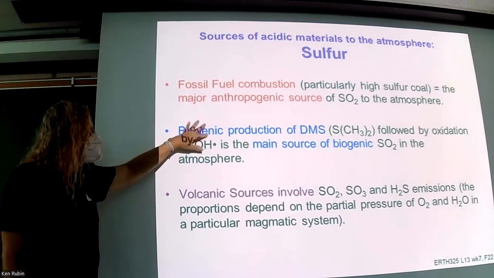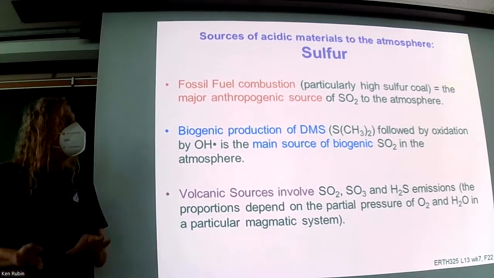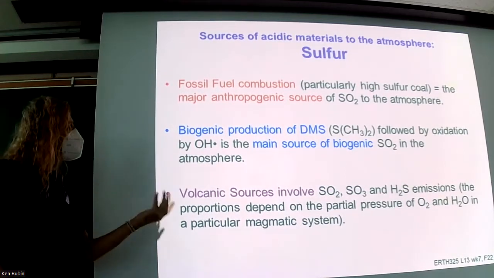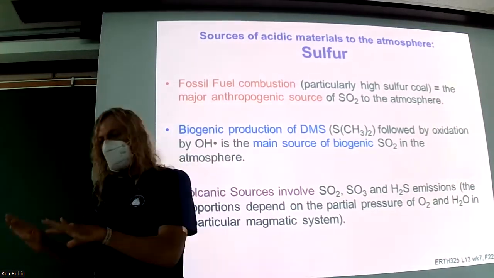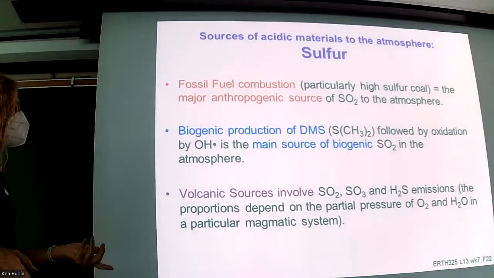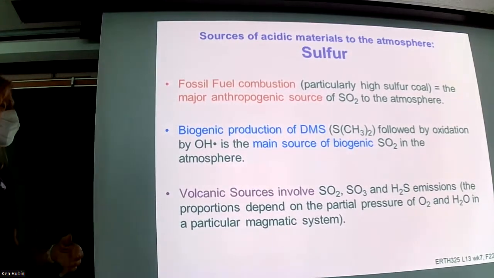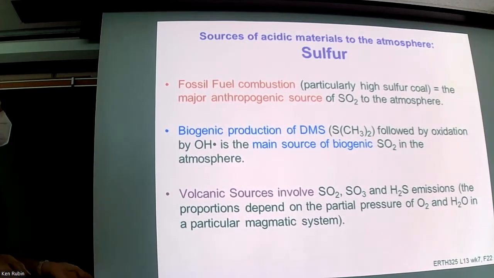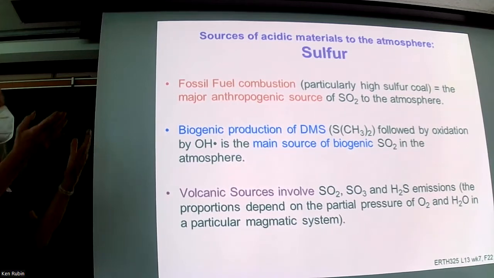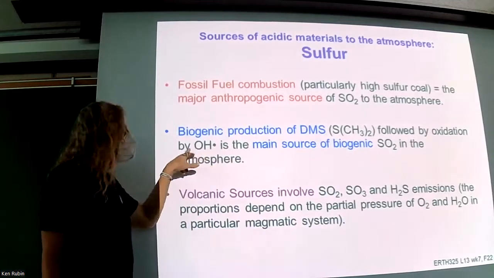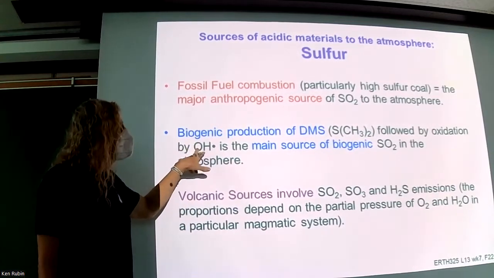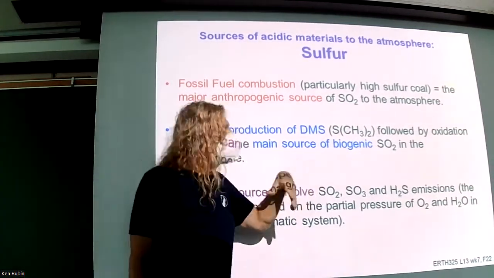Then we have biological production of various sulfur-bearing compounds, gaseous sulfur compounds. One of them is this DMS chemical. There are other ones. There's one called MSA. These are gases that are emitted by terrestrial and aquatic organisms that get up into the atmosphere, and then they get oxidized by that hydroxyl radical, which I was mentioning, to make SO2, which is an acid.